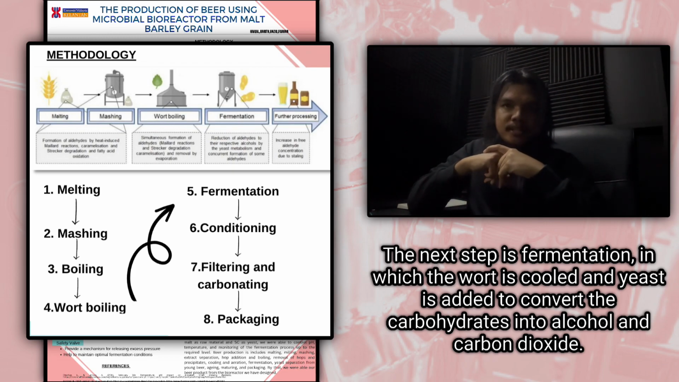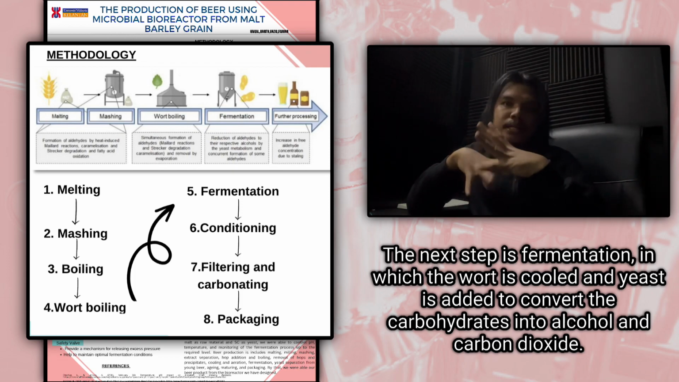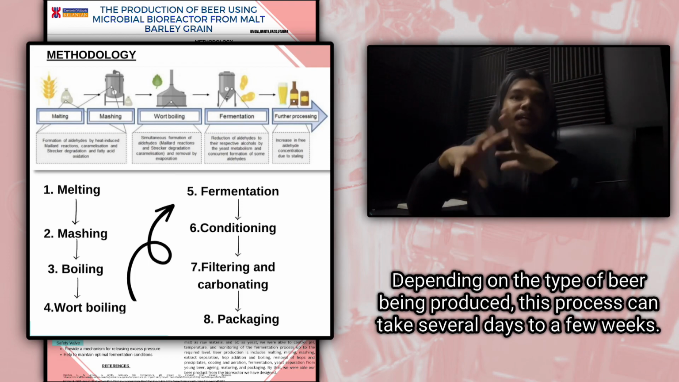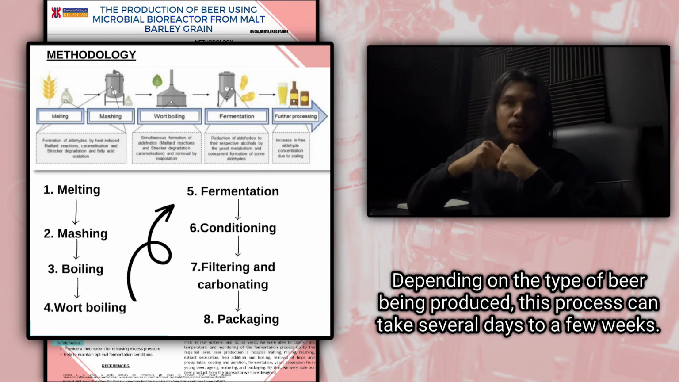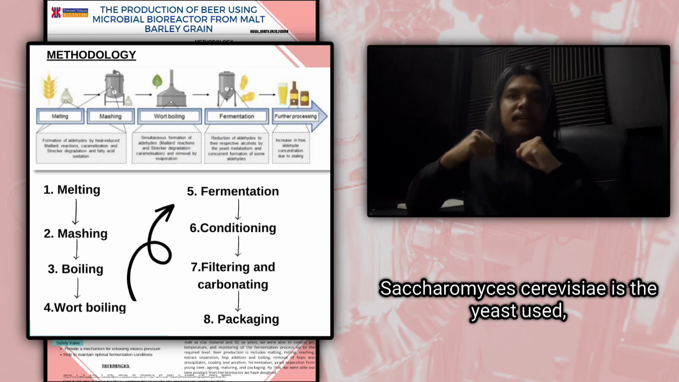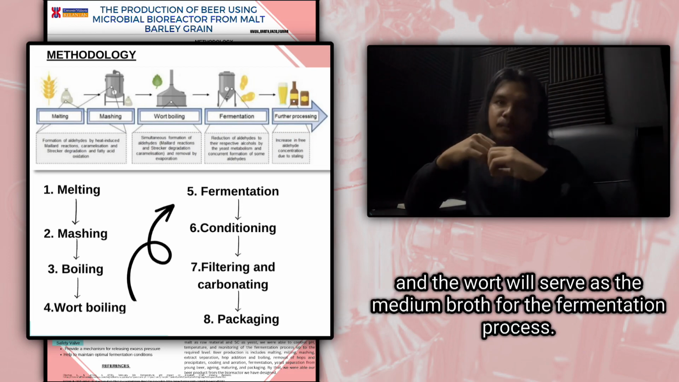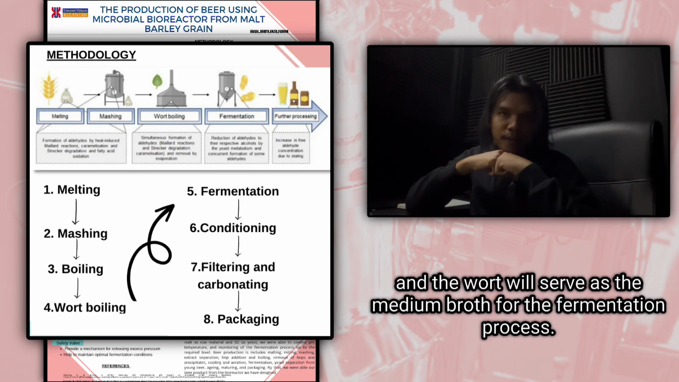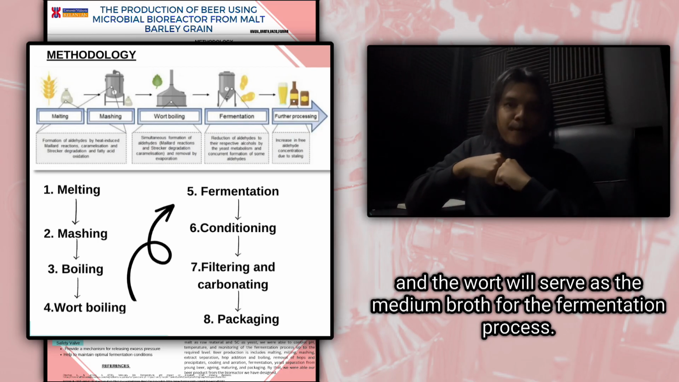The next step is fermentation, in which the wort is cooled and yeast is added to convert the carbohydrates into alcohol and carbon dioxide. Depending on the type of beer being produced, this process takes several days to a few weeks. Saccharomyces cerevisiae is the yeast used, and wort will serve as the medium broth for the fermentation process.